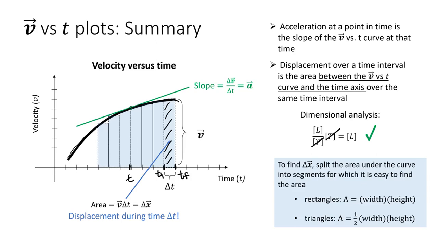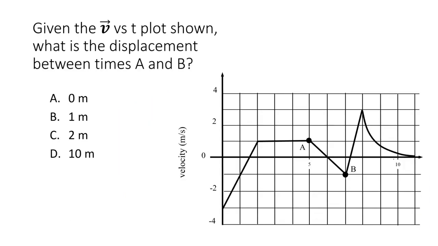Okay, so that's what you'll want to think about is splitting up that area under the curve between your initial and final time into shapes that are easy to calculate the area. So let's go ahead and do a practice problem for this. So we have a given velocity versus time plot, and we want to know the displacement between times A and B. So before you get started, I have a few hints, a few tips.